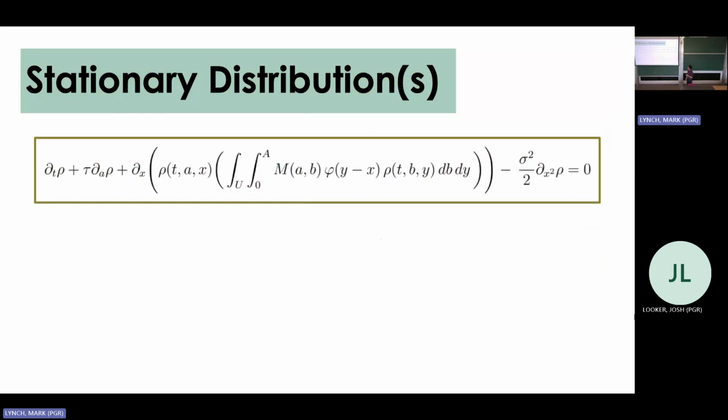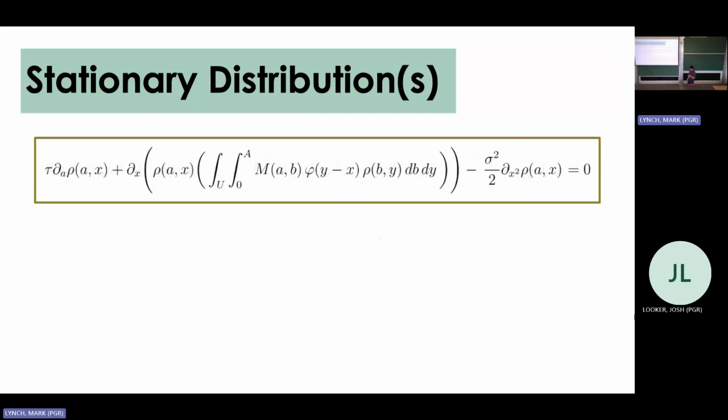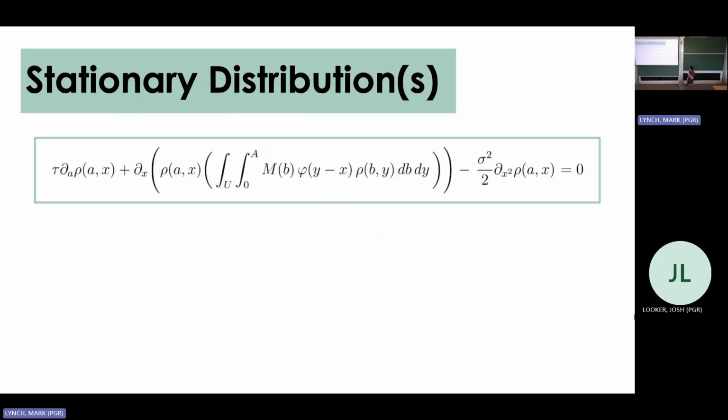So we want stationary distributions, so we can get rid of this time evolution term. And now we're looking for a solution to this equation for a density over ages and opinions that is stationary. To make things a bit simpler, I'm going to assume that this doesn't depend on A. So when people of ages A and B interact with each other, the strength of that interaction just depends on the age of the person that you're interacting with, not on your age. Because it makes the math a lot nicer.